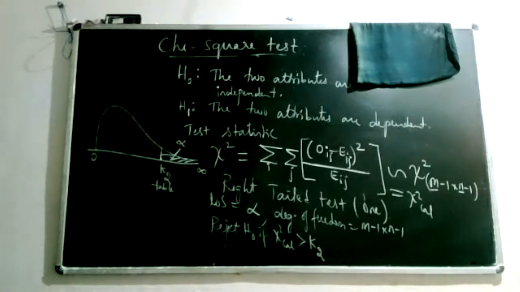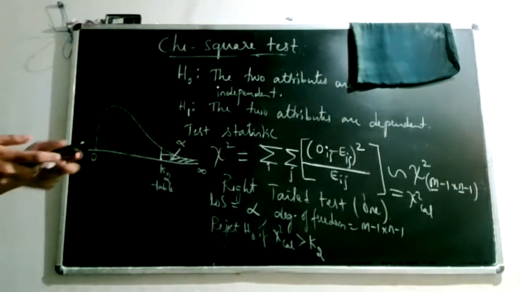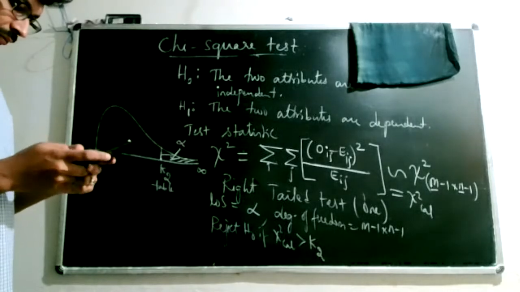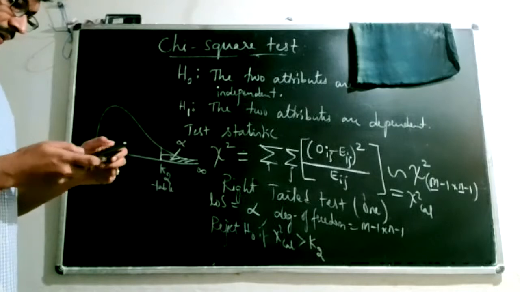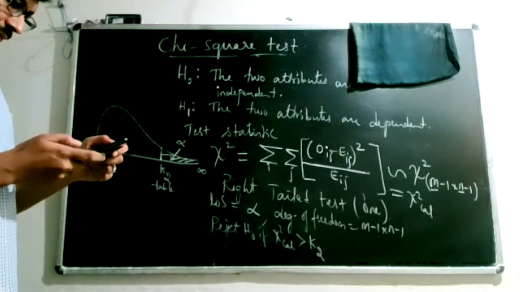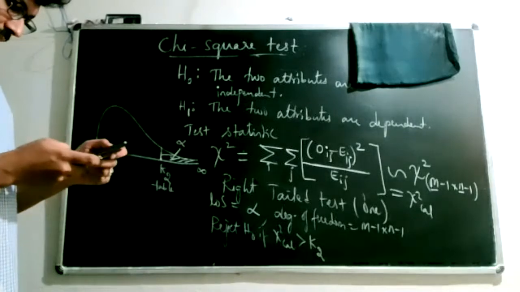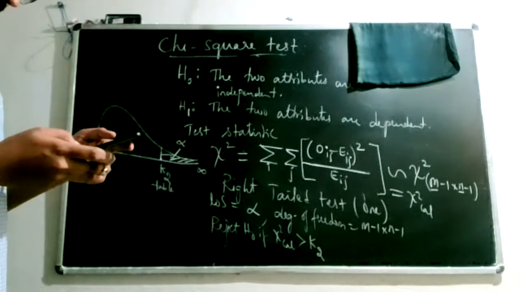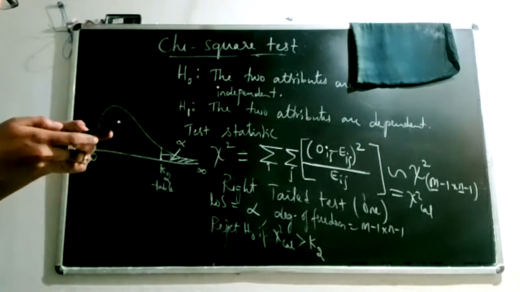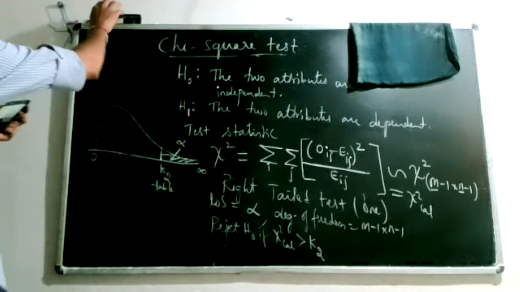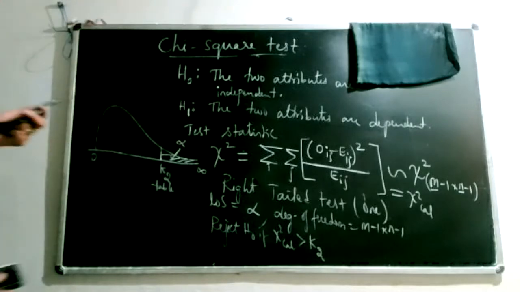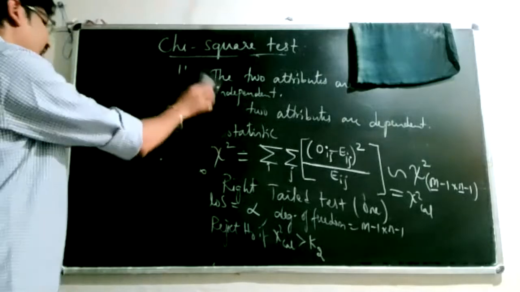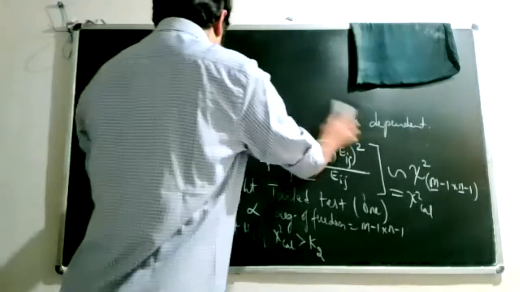Now, to understand how it actually works, I have shared some question papers. In the first question paper, July-August 2019, if you look at the second picture, question number 11 and sub-question C: test whether the attributes gender and result are independent from the following data.